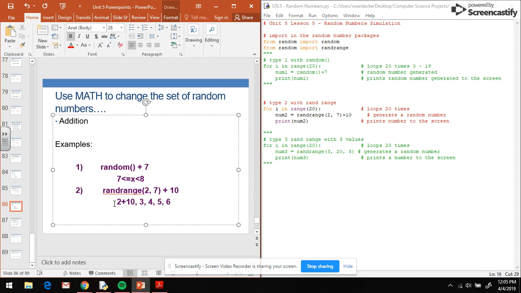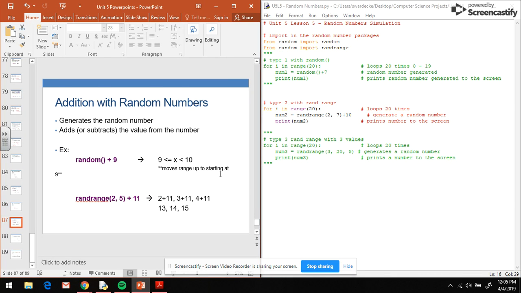So 2 plus 10, that's 12. 3 plus 10, that's 13. 4 plus 10, that's 14. 5 plus 10, that's 15. 6 plus 10, that's 16. So you can see how addition and multiplication work in slightly different ways.